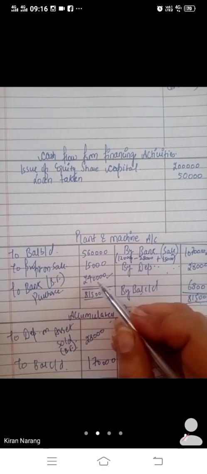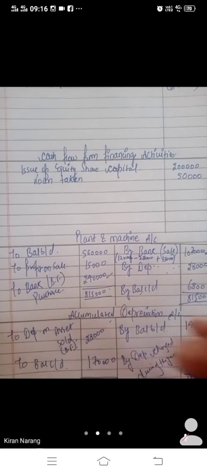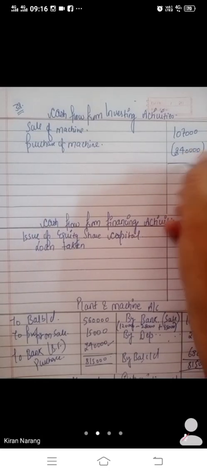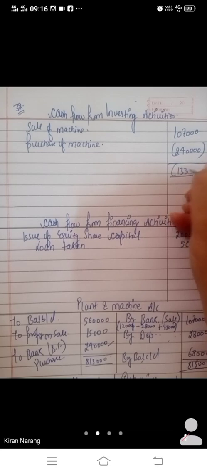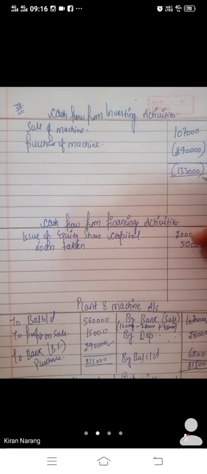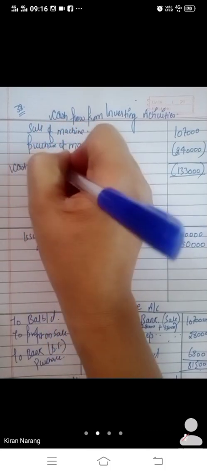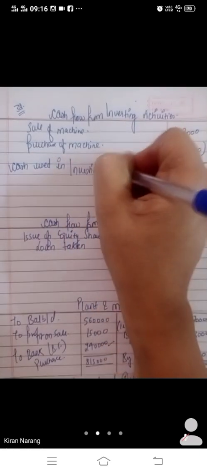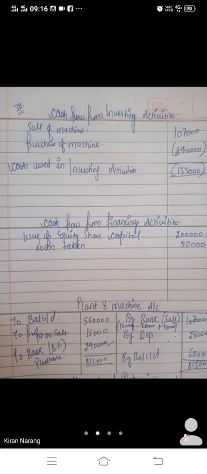Nothing else is given, bache. We have taken the sale and purchase of asset. This depreciation and this profit will be treated in operating, not here. So minus is more than plus. Answer will be in minus 133. The difference between the two is 133 and this is called cash used in investing activities. When there is minus answer, you will write cash used in investing activities.